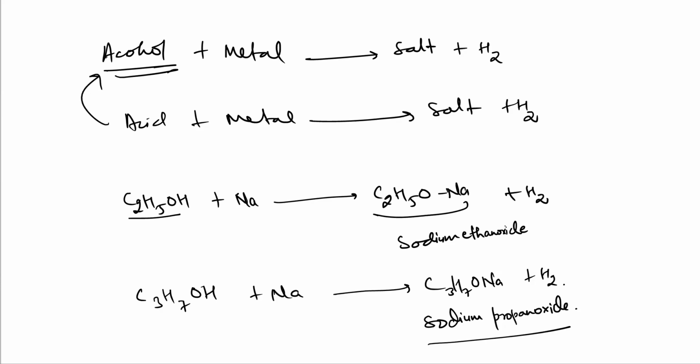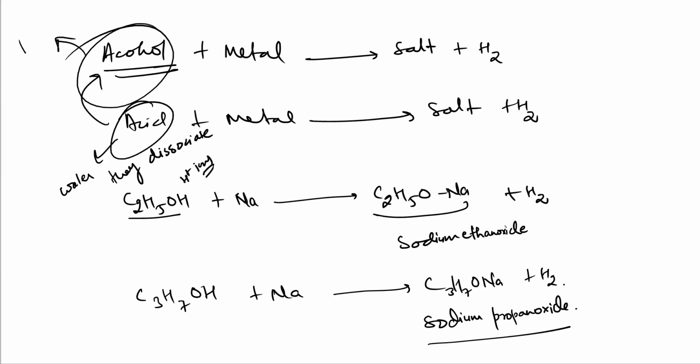The simple reason is that acids, when reacting with metal, produce hydrogen gas, but when you add acid to water, they dissociate H plus ions, which alcohols do not. Alcohols do not dissociate H plus ions in aqueous solution. So you need to memorize this one.